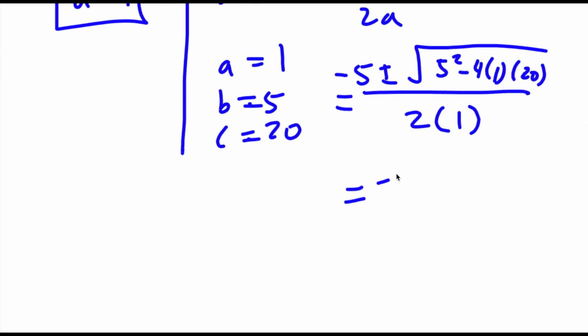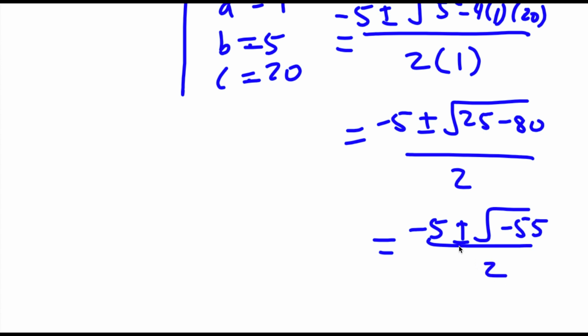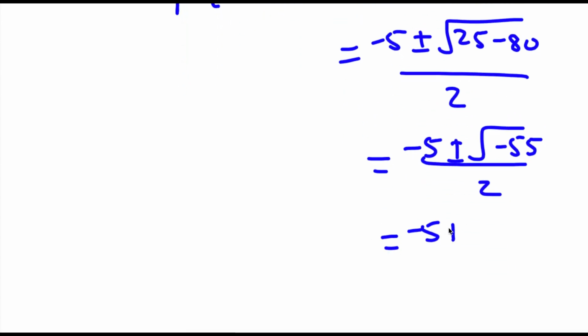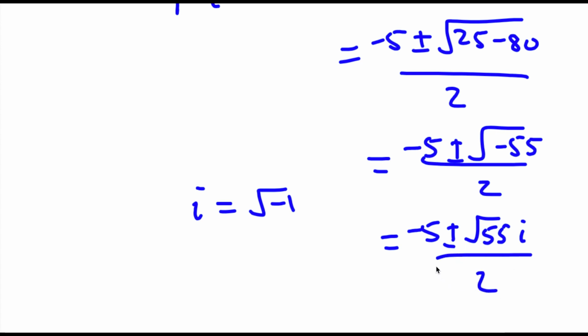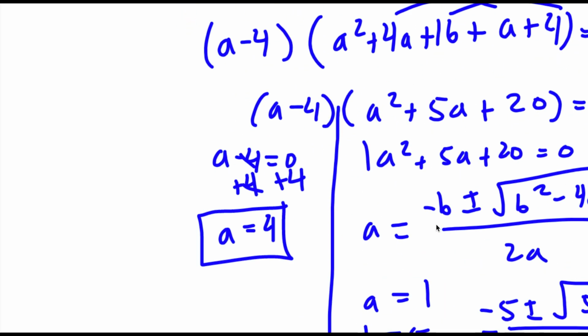Now this is equal to negative 5 plus or minus the square root of 25 minus 80, all over 2 times 1 is 2. Now this is equal to negative 5 plus or minus the square root of negative 55 over 2. Now, the square root of negative 55 can be written as the square root of 55 times i. And i is equal to the square root of negative 1. So I have this over 2, and this gives two more solutions to this problem.